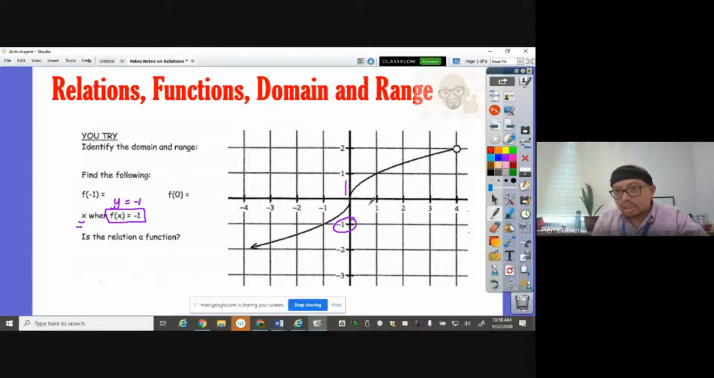So let's draw a horizontal line this time. Did the horizontal line intersect our graph? Yes, it's right here. That point is negative 1, negative 1. This is the x, this is the y. So we're looking for the x when y is negative 1. So the answer here is x equal to negative 1.